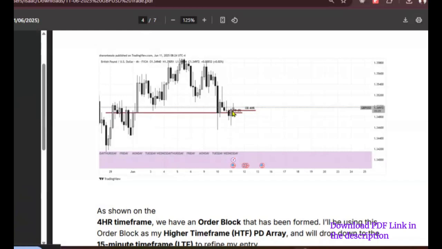So once price formed that order block, we have this other 4 hour candle that has tagged our order block. Remember, when you mark your PDRAs, you want to see price tagging it. You have to wait for the candle that tags your PDRA to close. So in this case, because price has tagged my 4-hour order block, I'm not going to move to the lower time frame to look for entry. I will wait for this candlestick that tagged the PDRA to close.